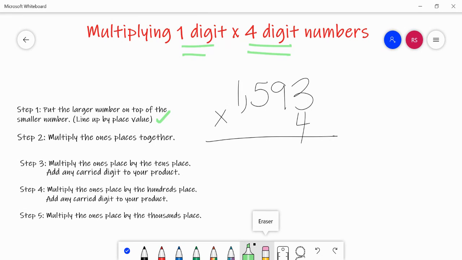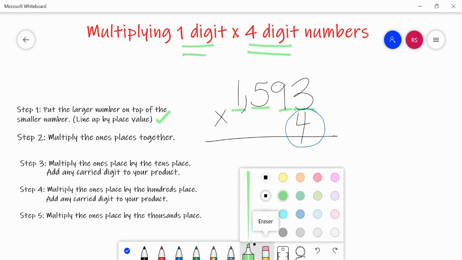Again, we're just multiplying this number. I'm going to circle this for everybody to see. We're multiplying our smaller number by all of the digits up top. So we're going to multiply the 4 by the 3, the 4 by the 9, the 4 by the 5, and the 4 by the 1. We are multiplying this 4 by all of the digits in the larger number. Okay, so let's start though with 4 times 3 because we start in the ones place.